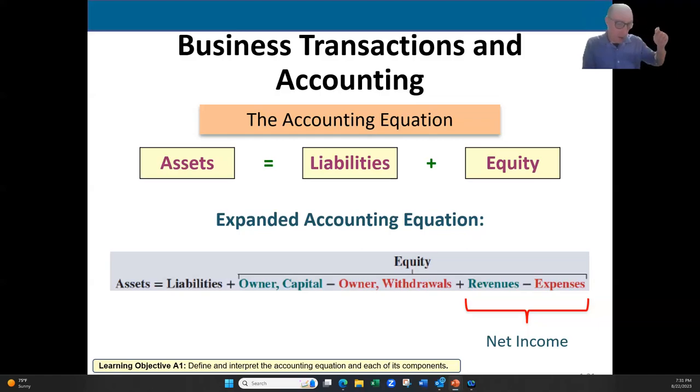accounts payable. Accounts payable is when the business has received a bill, but has not yet paid it. Example. I received my Pepco bill. I have not yet paid it. It's not yet due.